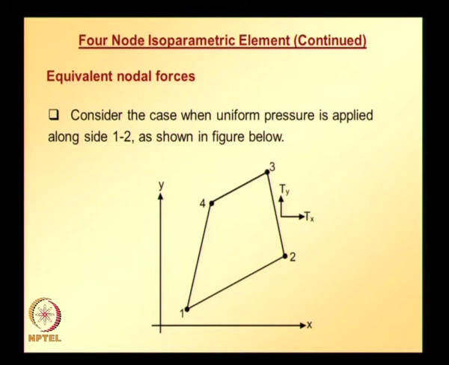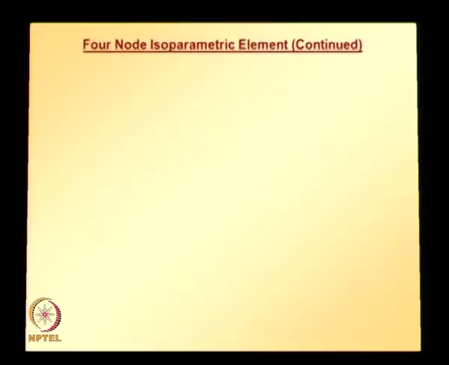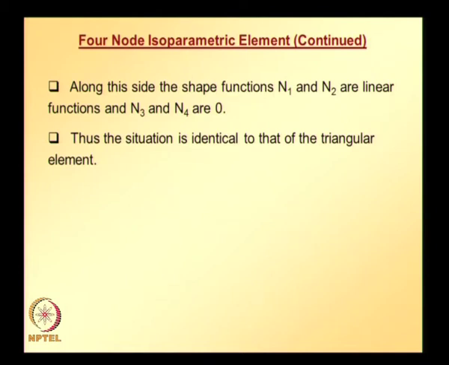And also along side 1 2, since there are only 2 nodes along this side, the shape functions of nodes 1 and 2, that is N1 and N2, are going to be linear functions. This information is required because we need to know the shape function matrix of all the 4 nodes along side 1 2 to assemble the equivalent nodal force vector. What we discussed now about the shape function matrix is not new; it is identical to what we already looked at when dealing with triangular elements.